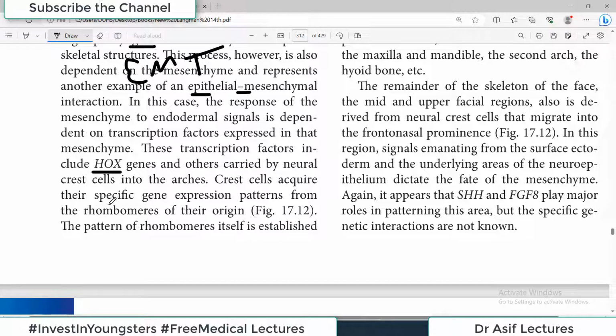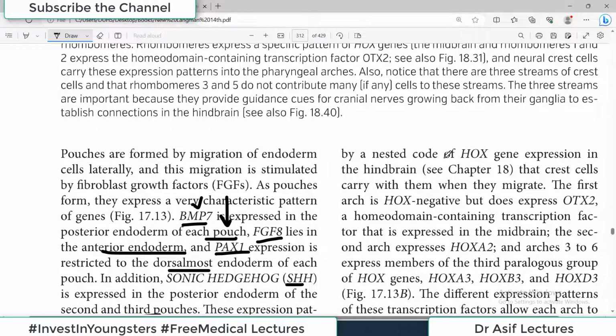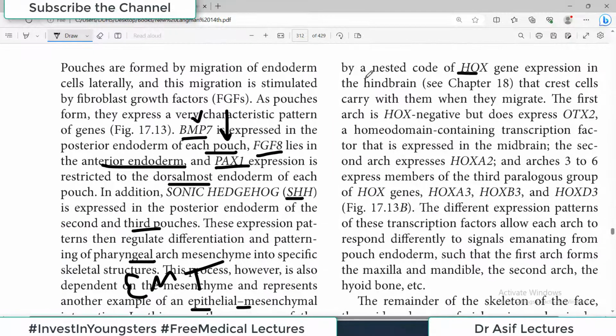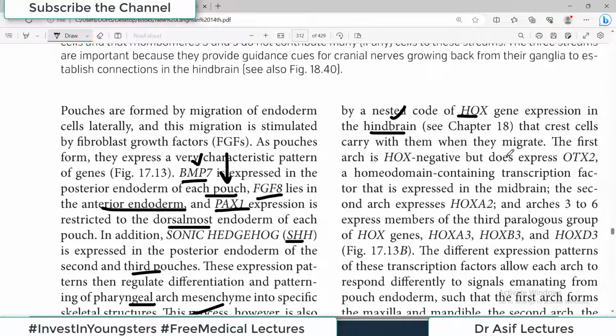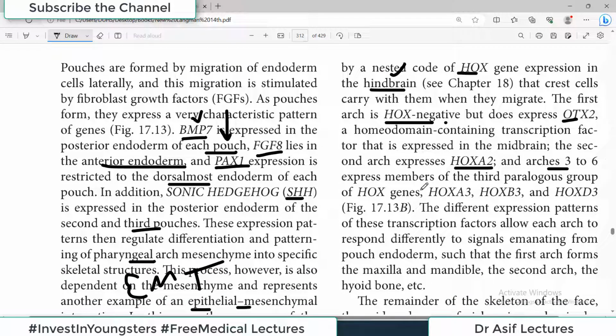Neural crest cells acquire their specific gene expression patterns from rhombomeres of their origin. Now, the pattern of rhombomeres itself is established by a nested code of Hox gene expression in the hindbrain. आपको पता है ना rhombomeres कहाँ से originate हो रहे हैं? From the hindbrain region. The first arch is Hox negative but does not express OTX2, and the second arch expresses Hox A2, and arches 3 to 6 express members of Hox genes Hox A3, Hox B3, and Hox D3.